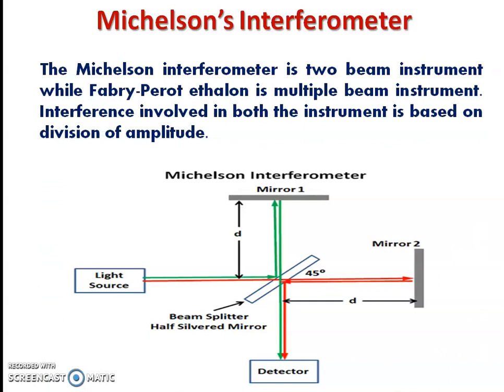The Michelson's interferometer is a two beam instrument, while the Fabry-Perot etalon is a multiple beam instrument. Interference involved in both instruments is based on division of amplitude. In simple way we can say, in Michelson's interferometer two beams are used, and in Fabry-Perot interferometer multiple beams are used, and in both the interference is based on division of amplitude. So this is what we call a Michelson's interferometer.